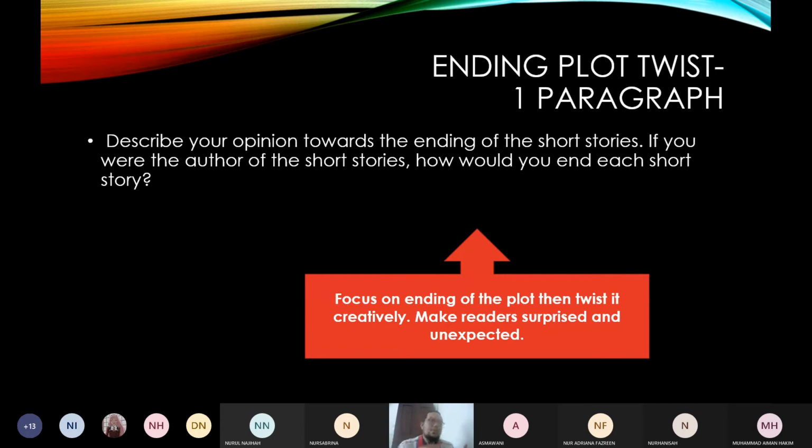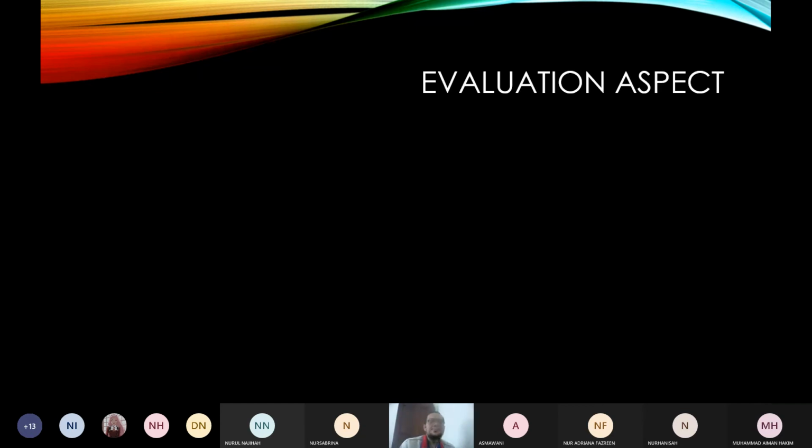So because you go to the plot and you go to the character and twist it. Alright. Tapi cerita yang kita bagi bukanlah cerita fairy tale, tapi cerita yang lain lah yang you tak familiar. So yang paling penting you kena faham the short story first. Then you can know how to twist the plot.